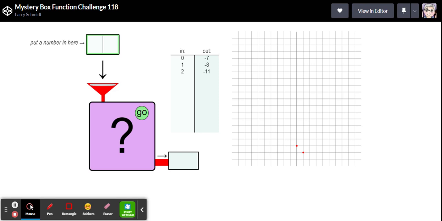So maybe we'll try to the left of the y-axis. We'll put in a -1. Oh, so we're getting some symmetry there. There's a -8. And let's put in a -2 as well. That'll give us that negative. Yeah, it does give us a -11.